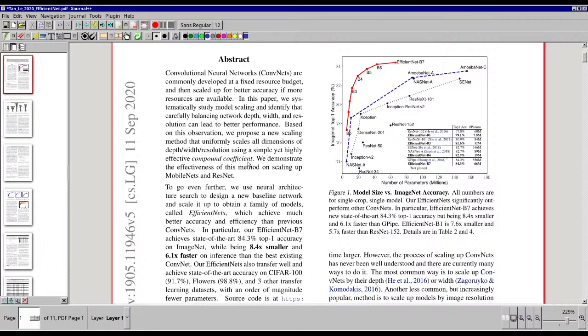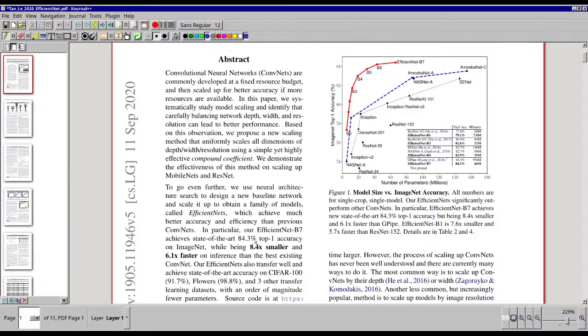To go even further, we use neural architecture search to design a new baseline network and scale it up to obtain a family of models called EfficientNets, which achieve better accuracy and efficiency than previous ConvNets. In particular, our EfficientNet-B7 achieves state-of-the-art 84.3% top-1 accuracy on ImageNet, while being 8.4 times smaller and 6.1 times faster on inference than the best existing ConvNet.